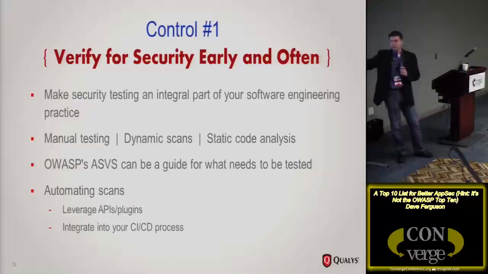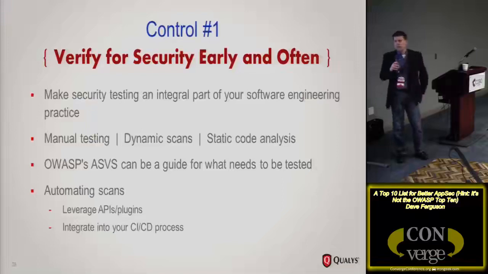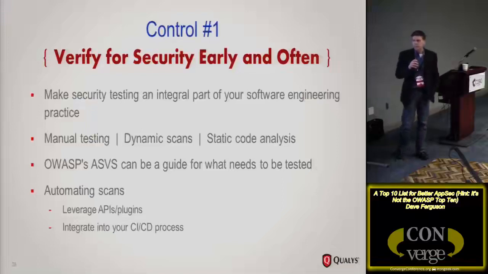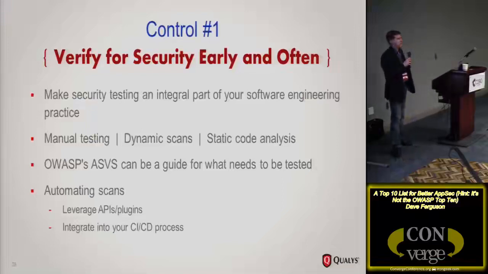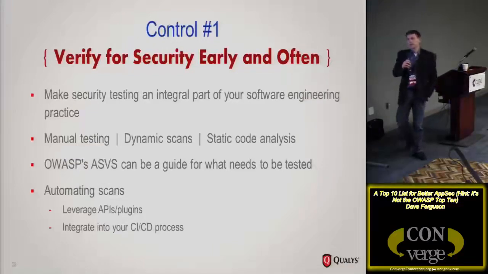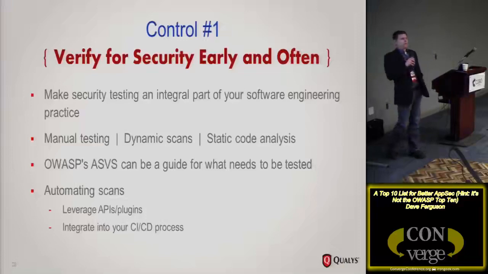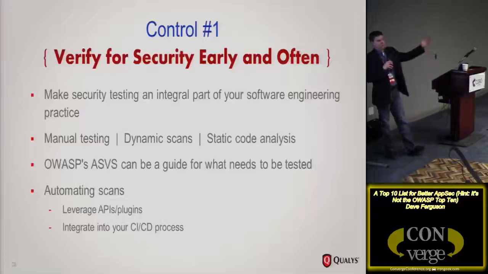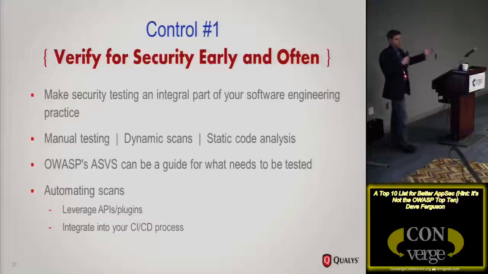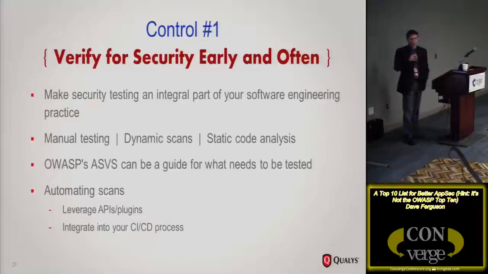As far as what to test for, OWASP has a guide called the Application Security Verification Standard, which is the ASVS. That's a really great document. Along with proactive controls, I highly recommend the ASVS. It's a guide for saying, what do you test? If you don't know what to test for, if you don't know what vulnerabilities I should know about, the ASVS has all that for you. Really good document, works well with the proactive controls too.